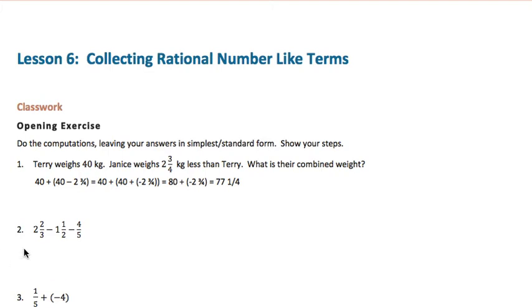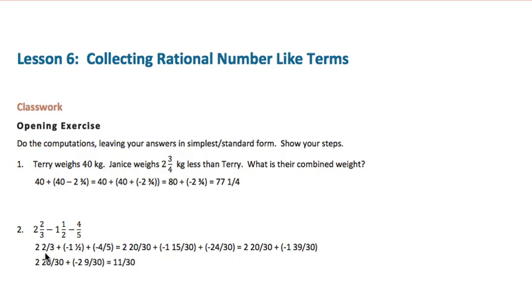In question 2, we have 2 2/3 minus 1 1/2 minus 4/5. Three fractions that all have different denominators, and so we need to find the common denominator for the three of them. The smallest number that 3 and 2 and 5 all go into is 30. So we'll have to make 30 as our common denominator and make each of these equivalent fractions, as well as changing subtraction to addition.